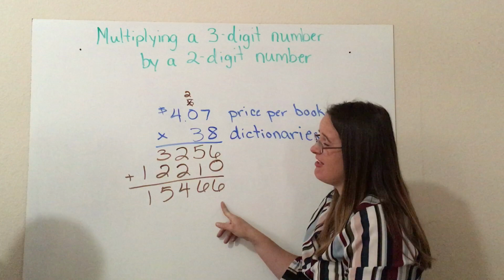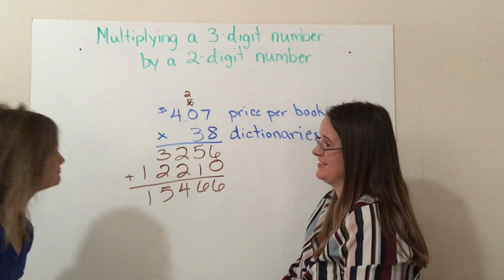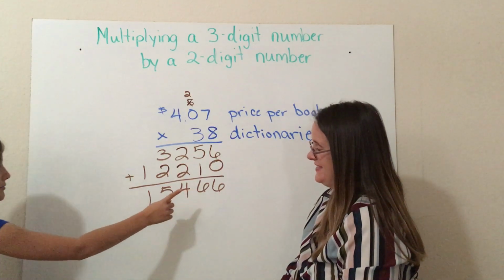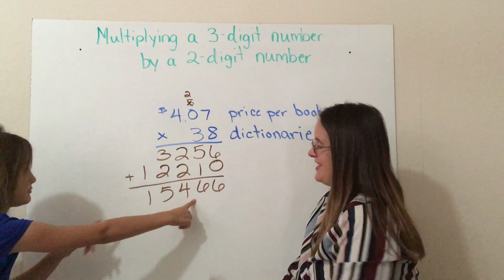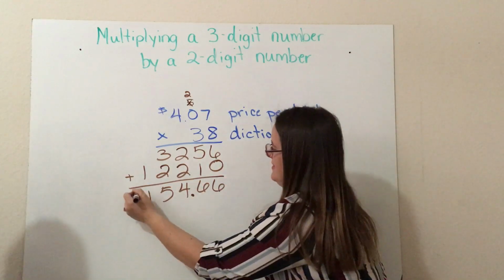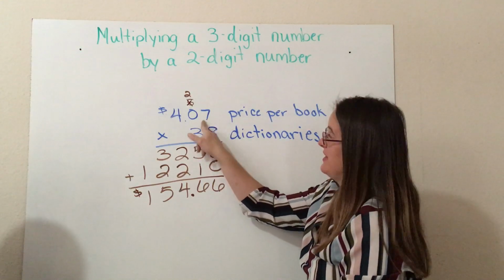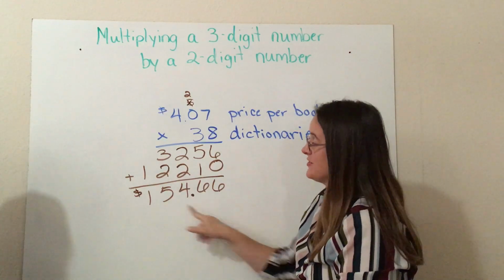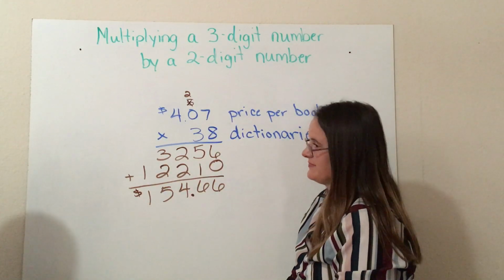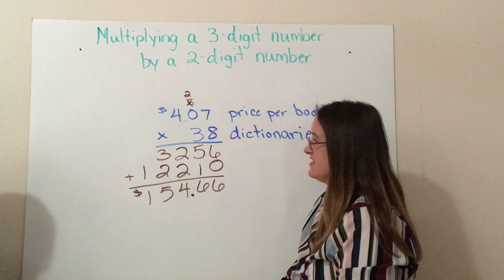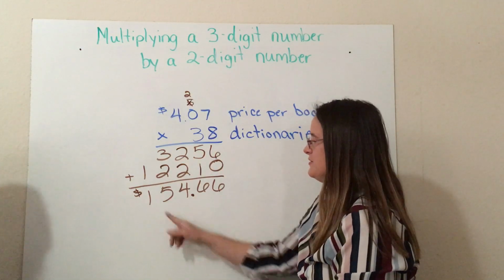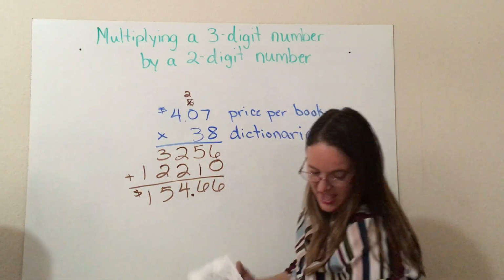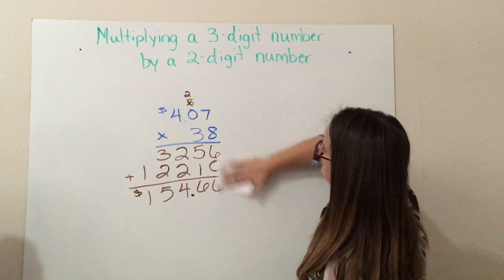$15,466? That seems like a lot of money for just 38 dictionaries. What am I missing? The reason why you're missing something is because you didn't put the decimal point and the dollar sign there yet. Okay, so since it's money, we have 2 decimal places here. We need to account for our decimal places in our answer as well, and our dollar sign. That still seems to be a lot, but it's the price for 38 dictionaries, so that makes a little more sense. $154.66.